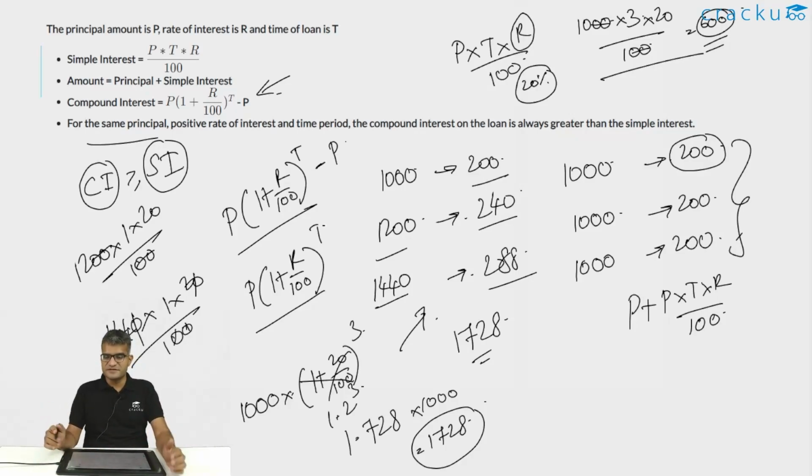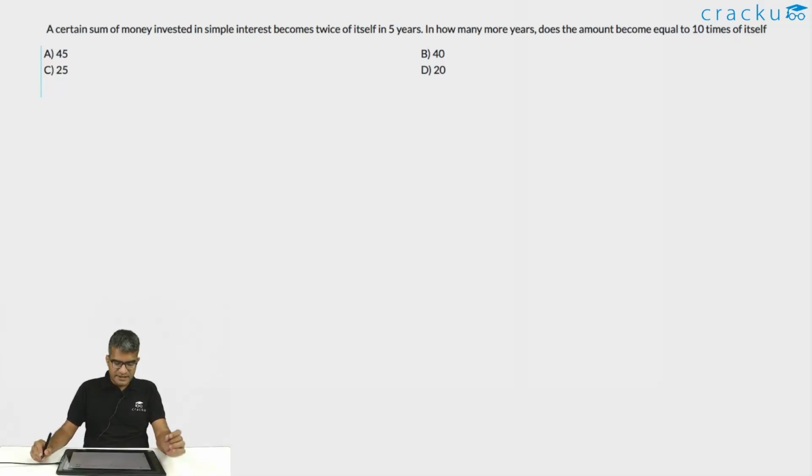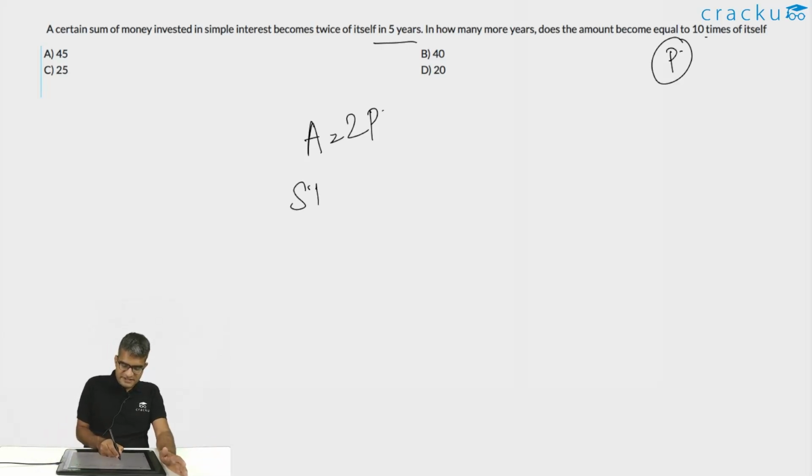Let us first look at the first question. A certain sum of money invested in simple interest becomes twice itself in 5 years. So the amount is twice the principal. If you are assuming that the principal is P, the amount is twice the principal. So the simple interest, which is equal to amount minus principal, will be 2P minus P, which is equal to P.